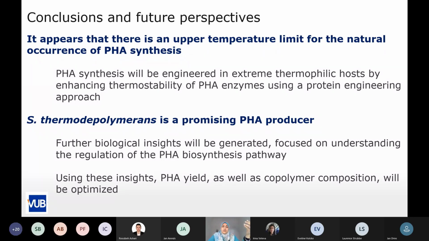My aim now is to do engineering of PHA synthesis in extreme thermophilic hosts by enhancing the thermostability of PHA enzymes using a protein engineering approach, so that we can introduce them into the thermophilic hosts. Secondly, we can say that Schlegelella is a promising PHA producer. So my next step is to generate further biological insights, focusing more on understanding the regulation of the PHA biosynthesis pathway inside Schlegelella, and also to use this information to optimize the PHA yield and the copolymer composition.